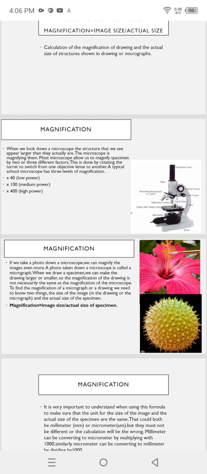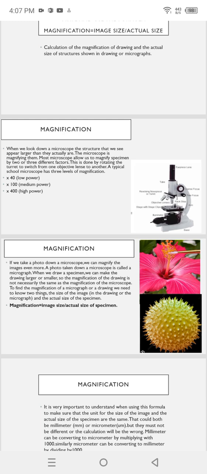This is the actual size of the pollen grain. Now, you can draw it on a piece of paper. When you draw the image on the piece of paper, this is the image size. When we draw a specimen, we can make the drawing larger or smaller. So the magnification of the drawing is not necessarily the same as the magnification of the microscope.